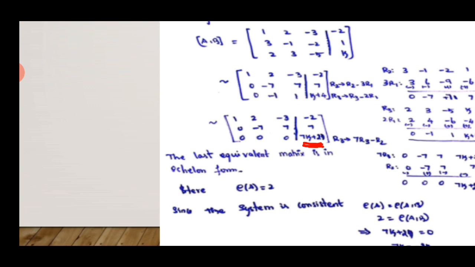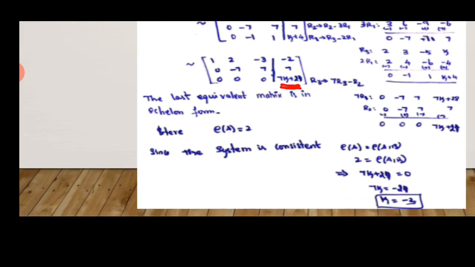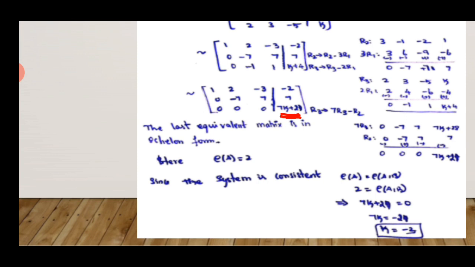Now since the system is consistent, because it is given in the question, the rank of A and the rank of A comma B must be equal. So what is the value of rank of A? 2. So that must be the rank of A comma B. If the rank of A comma B is also 2, that means the last row must be full of 0.